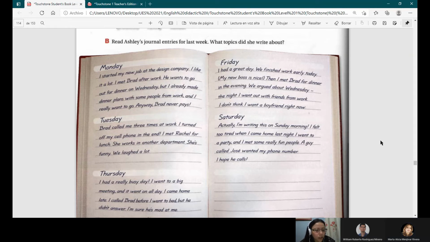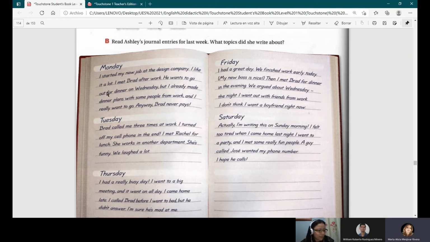And now we're going to introduce our first activity. With the above in mind, we are going to go to page 104. Can you see it? Yes. Okay. And we are going to alternately read Ashley's journal entries for last week. Can you start, Marta, with Monday, please?